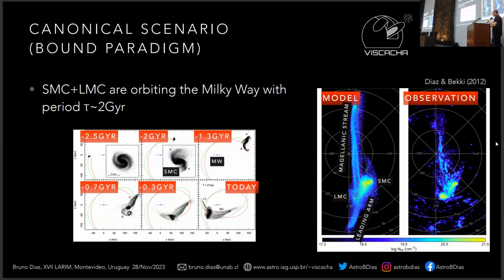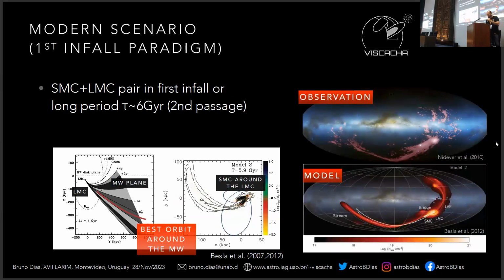And to explain that, there's been a canonical scenario that we call bound, where the Large Magellanic Cloud, the LMC, and the Small Magellanic Cloud, the SMC, were orbiting the Milky Way for a long time, and they recently became a pair. I don't know, 2-3 billion years ago, they synchronized their orbits around the Milky Way, but they have always been around the Milky Way. And that was enough to produce this trailing part of the Magellanic Stream and also the leading arm crossing the Milky Way disk. But recently, in 2007, there was a change of paradigm.